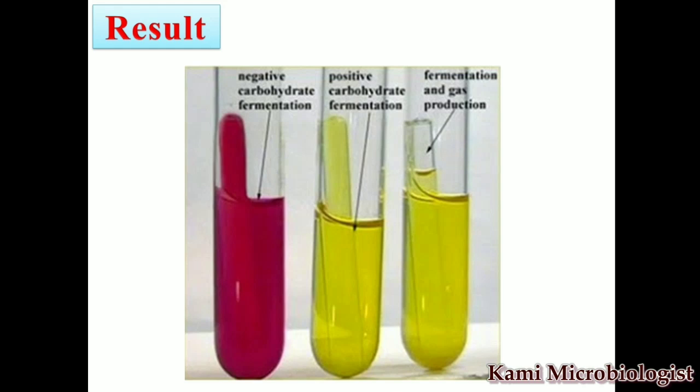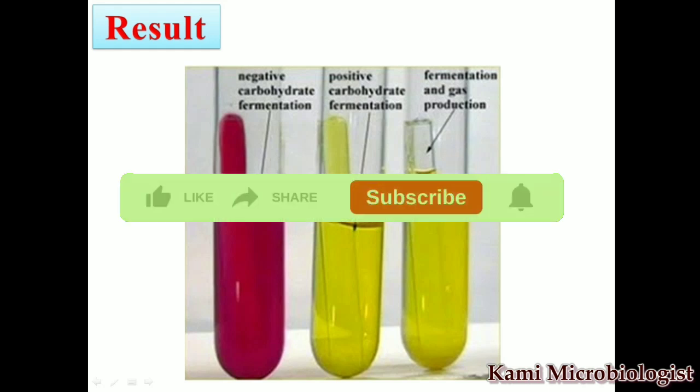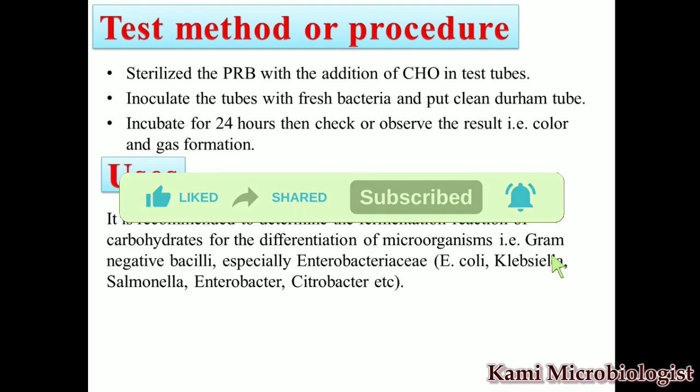This is the result, as you can see. This is the negative result. Now this is the Durham tube. This second one is the Durham tube. This is the media, and after 24 hours, if we get this type of result, it means it is negative. If we get this type of result, it means it is a positive reaction. And if we get this type of result, it is also positive, but this space in the tube indicates the production of gases. So this is the result of the phenol red fermentation test. I hope this video is helpful for you.